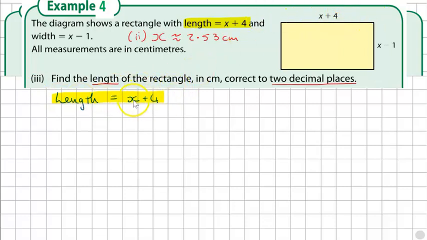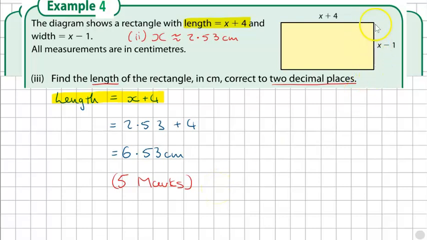So we're going to replace the x with 2.53. And 2.53 plus 4 is 6.53. And we stick on centimeters, and it's already to 2 decimal places. So the length of this rectangle is 6.53 centimeters, and that's for 5 marks.